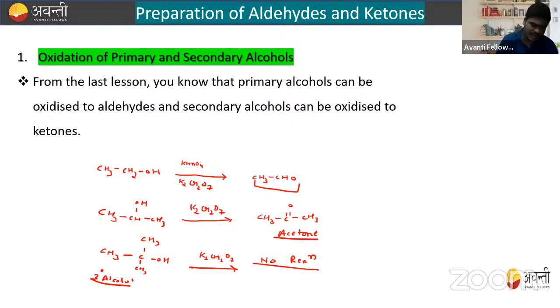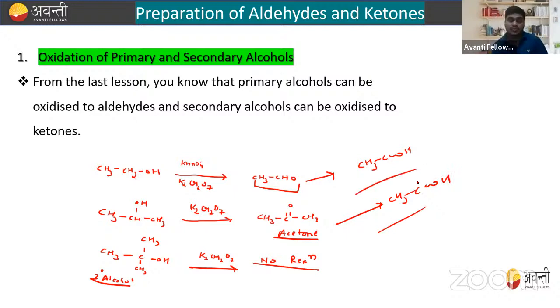When the primary alcohol is oxidized with K2Cr2O7, we get the aldehyde. The aldehyde will be further converted into CH3COOH, a carboxylic acid. So to stop this at the aldehyde level, we need to add PCC or PDC. PCC is pyridinium chlorochromate, and PDC is pyridinium dichromate. These are the reagents used to stop the reaction at the aldehyde level only. This is what we need to do in order to convert this.